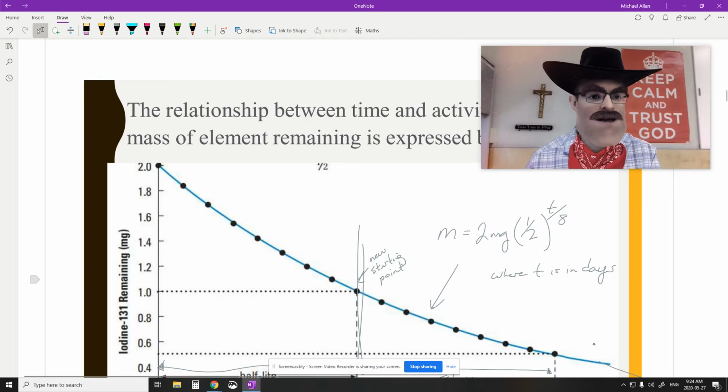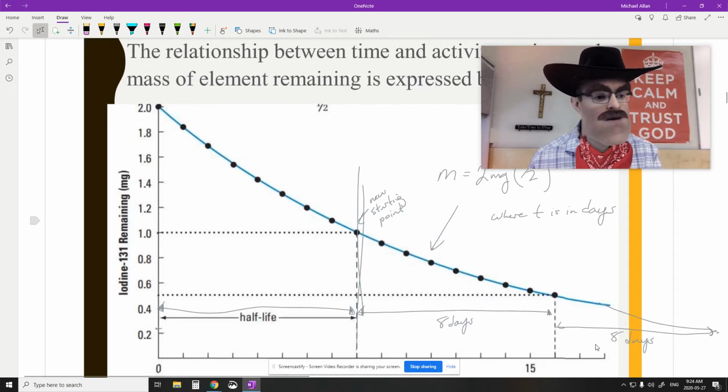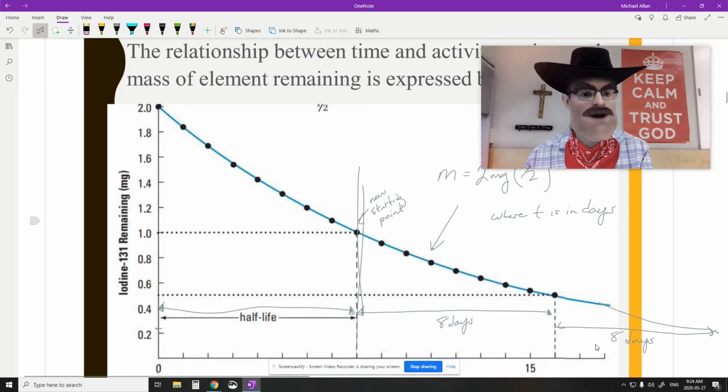So I can put it in here, and you can see that if I put an 8 in here, the time elapsed would be 8. It'd be 8 divided by 8. A half to the power of 1 is going to be half. Half times 2 is going to be 1. So I'm going to 1 now. If I put 16 there, 16 divided by 8 is 2. A half squared, because that's going to be an exponent of 2 up there, is going to be a quarter. So a quarter of 2 is 0.5. So that's going to be half.